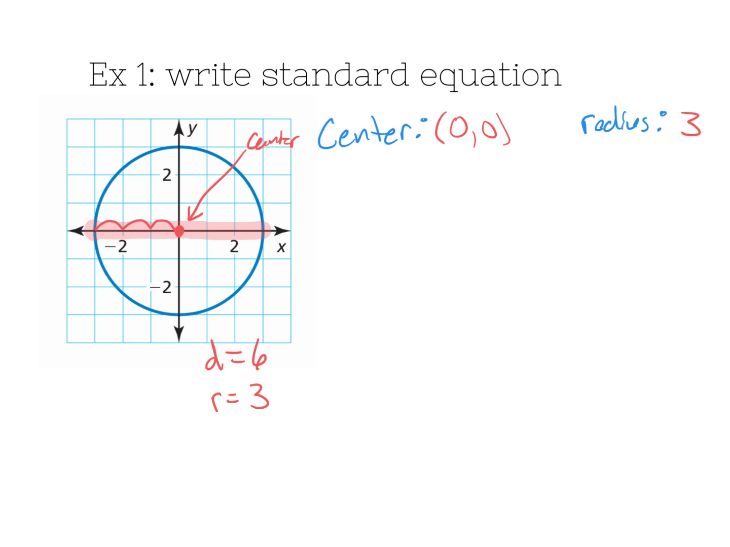Yeah, it's just the coordinate of it. Okay, now I have a center and the radius. Now I just plug it in. My formula is (x - h) squared plus (y - k) squared equals r squared.